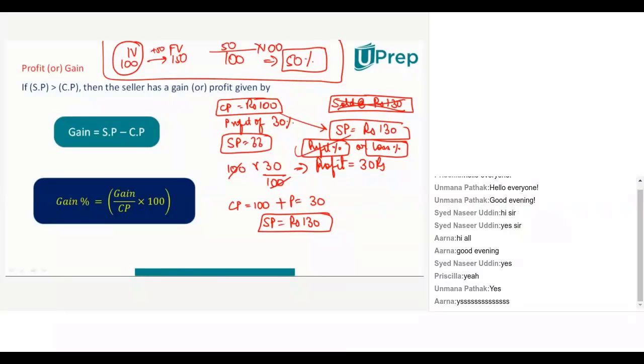Now, if the cost price was 100, think about the cost price as the initial value of the product. When I add the profit margin, I get the selling price, which is the final value of the product. So now my question is, if the cost price is 100 and the selling price is 130, what would be the profit percentage or the gain percentage? Forget the formula, forget all this. 30%.